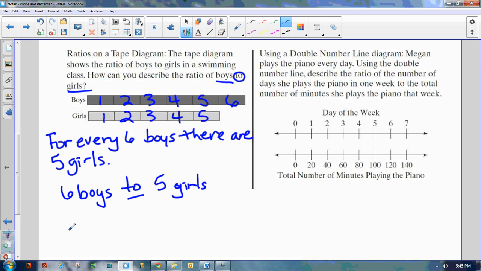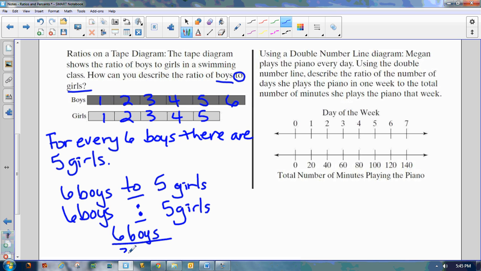That is a word form. We can also do that in symbol form. And the last form would be fraction, where it would be 6 boys in our numerator, fraction bar, 5 girls as our denominator.